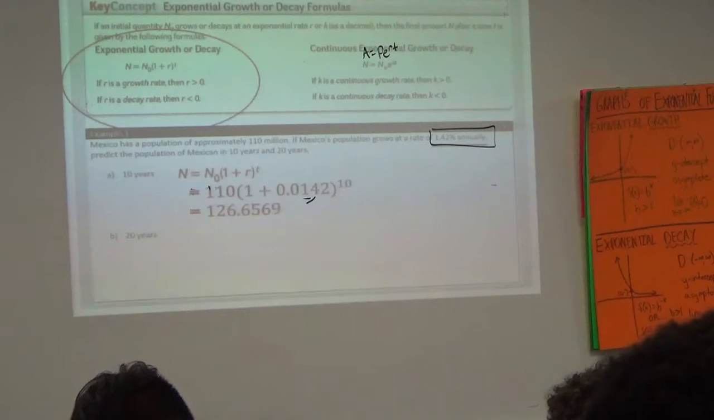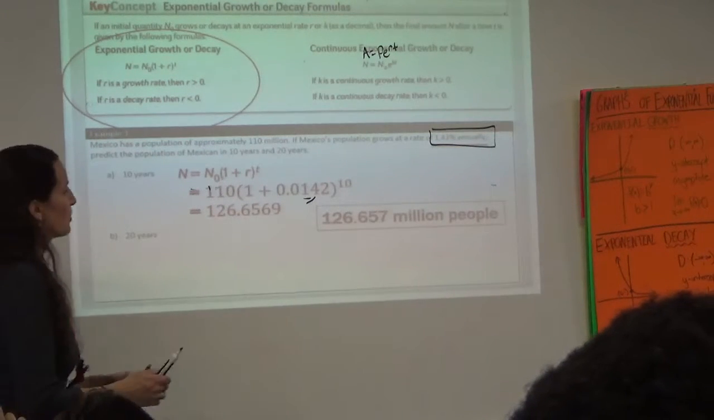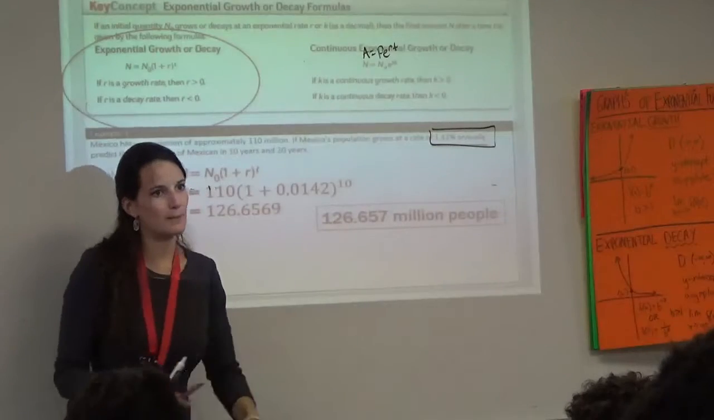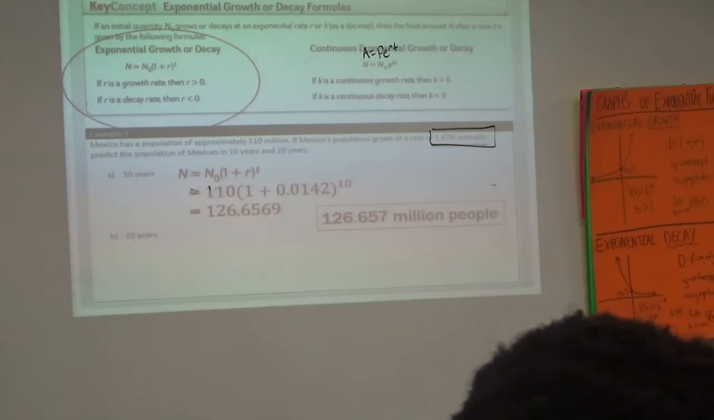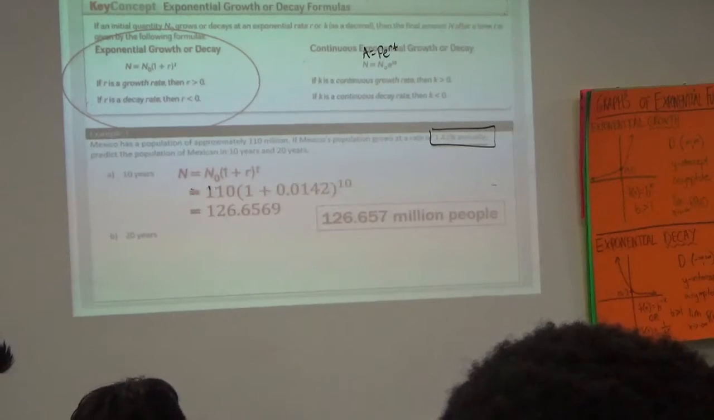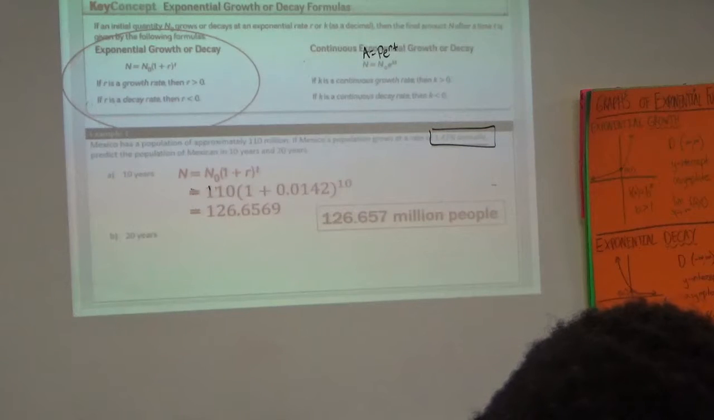Okay, so we get 126.6569, which is 126.657 million people. Again, remember to go 3 decimal places, unless it doesn't make sense, like for money or something like that. But you can have decimal millions of people, because this would be 126,627,000, etc. Okay, I'm going to skip 20 years because we're just going to plug in 20, right?